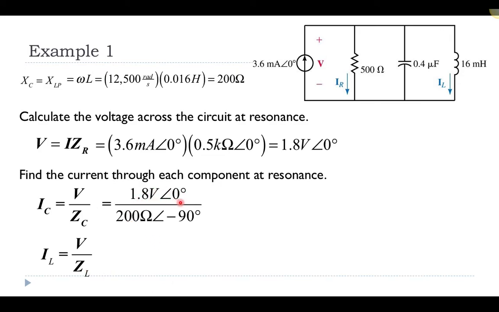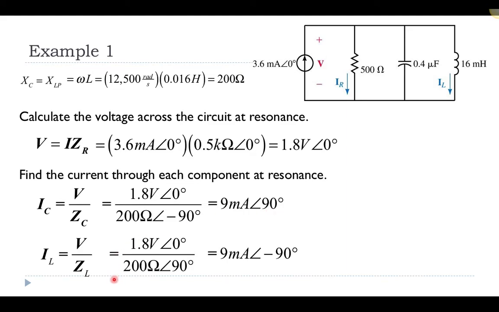The voltage is 1.8, phase angle of 0. The capacitive reactance is the same as the inductive reactance, so it's 200 ohms with a phase angle of -90, and I end up getting that the current is 9 milliamps with a phase angle of 90 degrees. And oops, I can go through the same process.